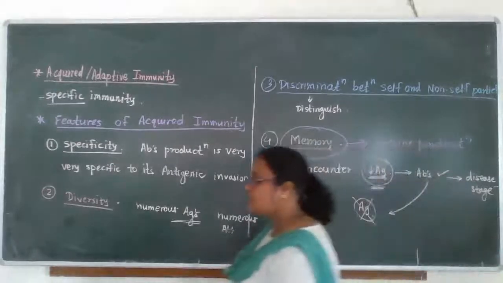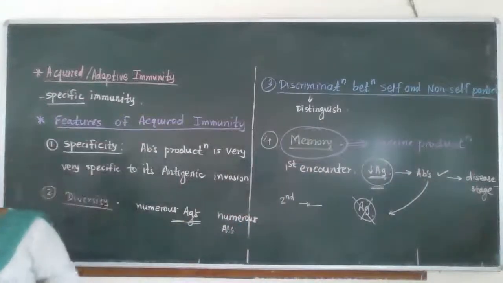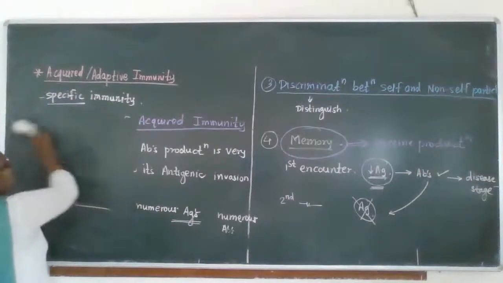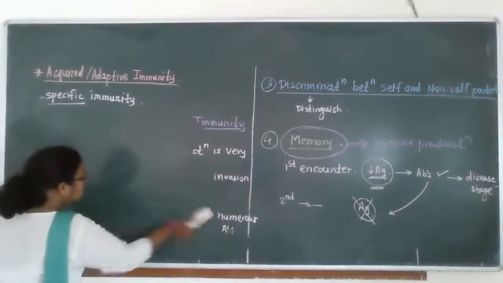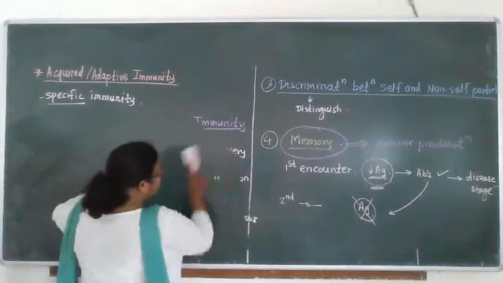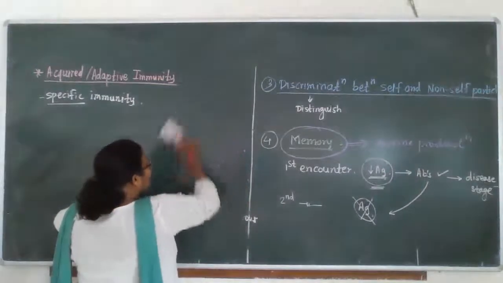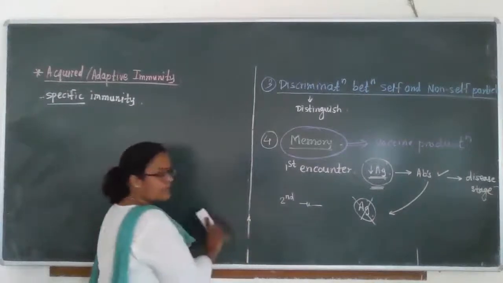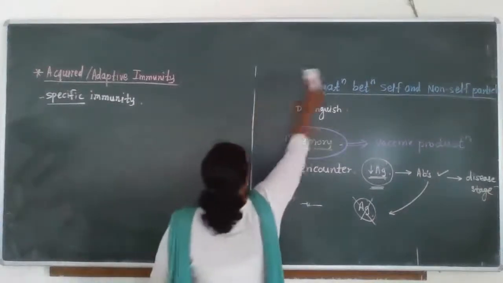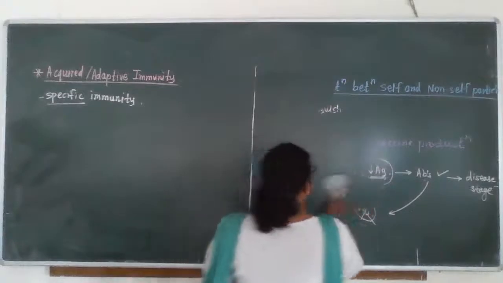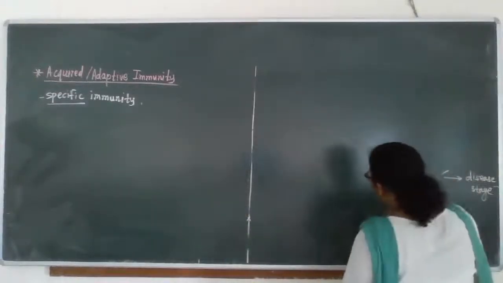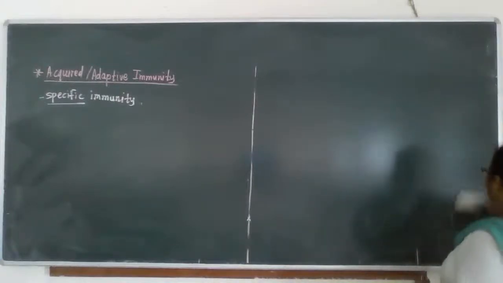Now we are turning towards the types of acquired immunity. This question is asked for 2 marks, so prepare for 2 marks. The first one is specificity. The second one is diversity. The third one is discrimination between self and non-self particles, and the fourth one is memory.